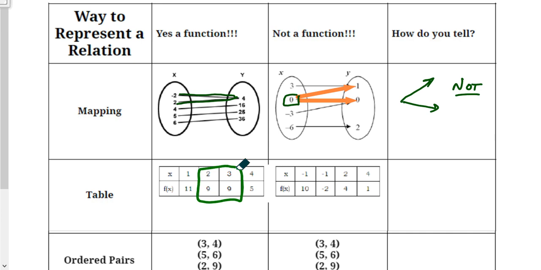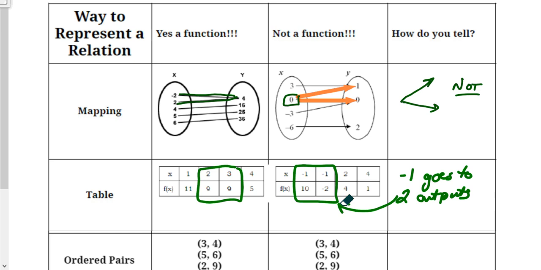However, let's look at our not a function. What is the problem there? Right, this right in here. -1 as an input goes to 2 different outputs. So -1 goes to 2 outputs. Right there, that's my problem.